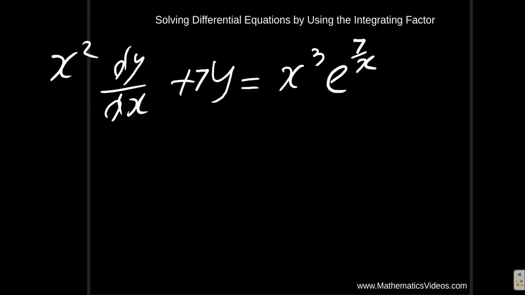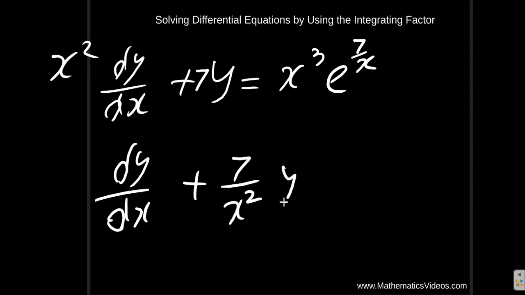So let's work out this differential equation. Let's divide by x squared. We would have dy by dx plus 7 over x squared y equals, well, if you divide by x squared, this would become x e to the 7 over x. Alright, good.